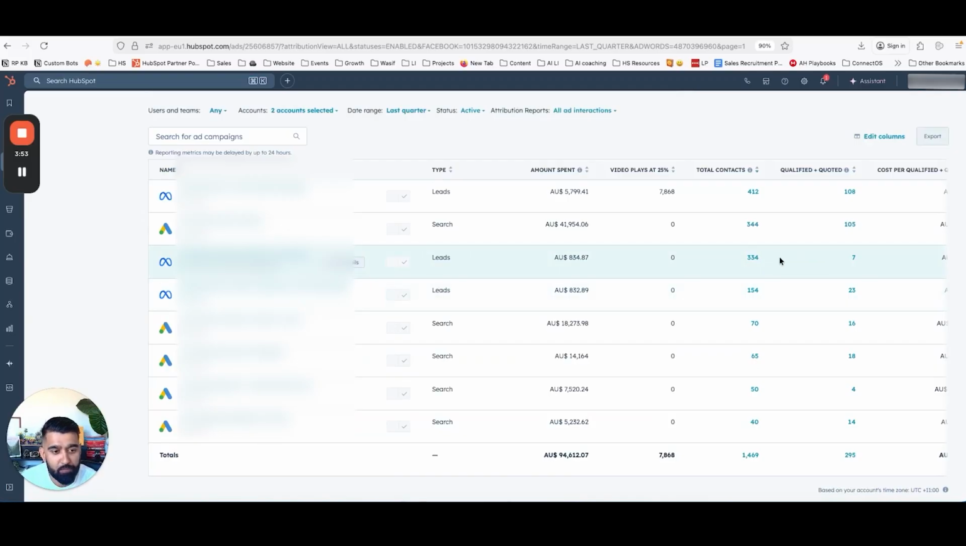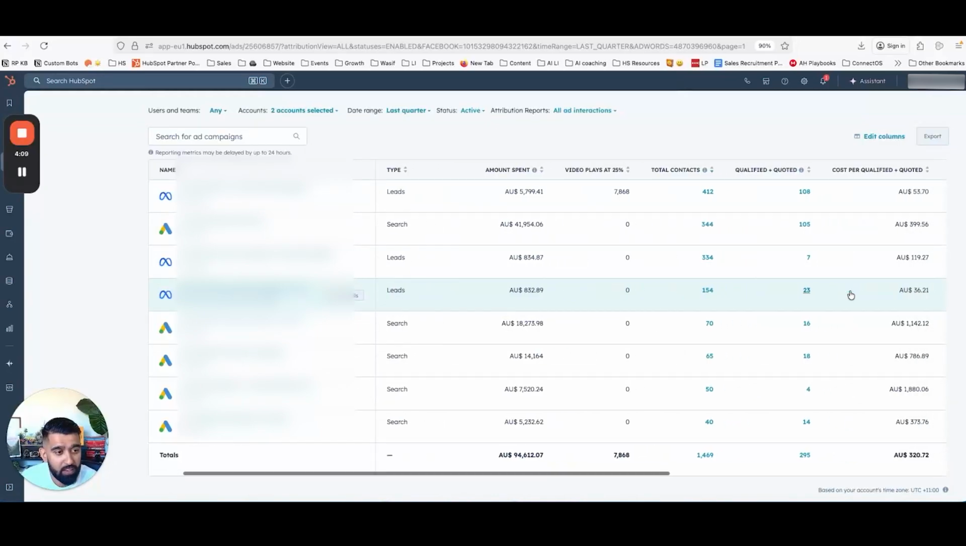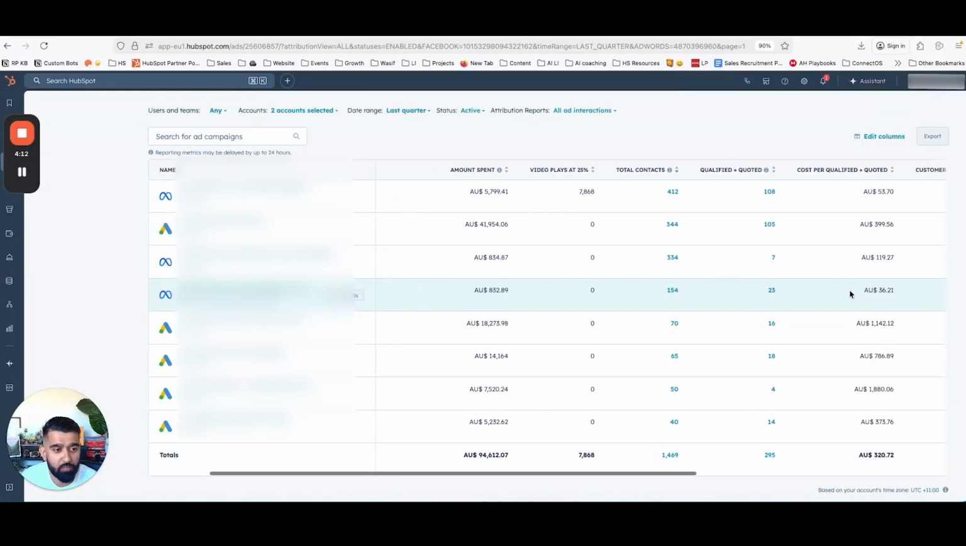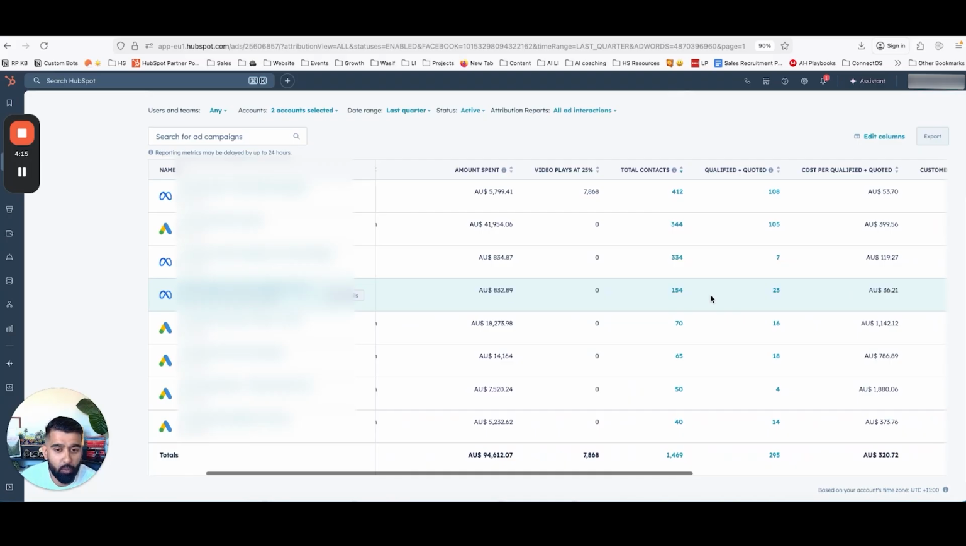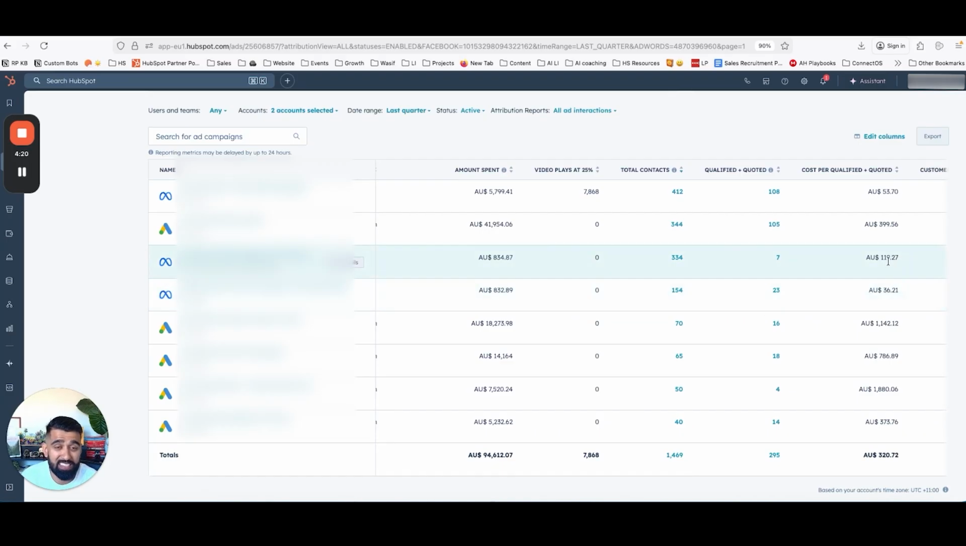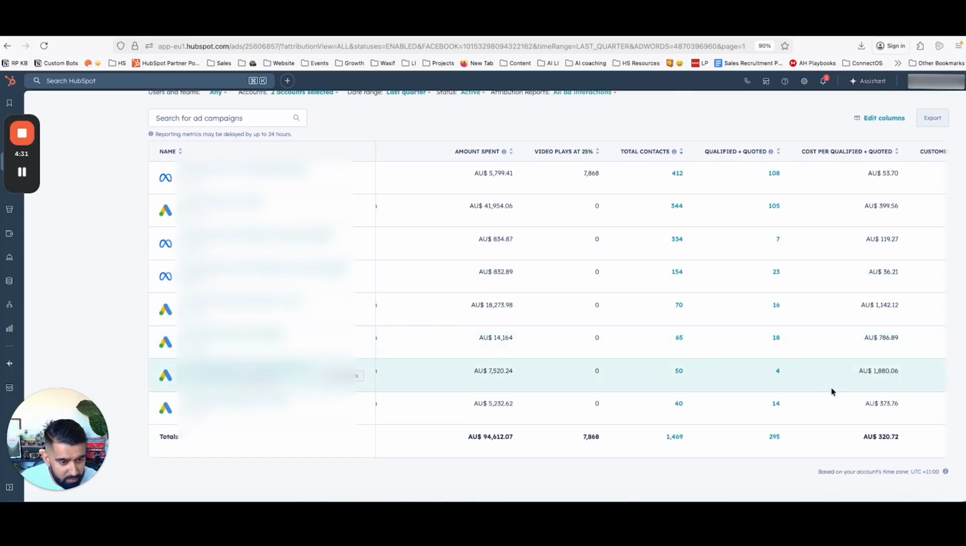Both Meta campaigns. This one here, it looks like it is the far better campaign. It generated twice the amount of leads, but it's only generated 7 quotes. We only sent 7 quotes or proposals for this one compared to this one, which is 23. So 3 times the amount. And you can see here, the cost per qualified and quoted, the one that seems to be performing poorer, the cost per quote was $36 compared to $119. So imagine having that level of visibility and then tweaking those levers based on what you're actually getting quoted and qualified. That's within campaigns.